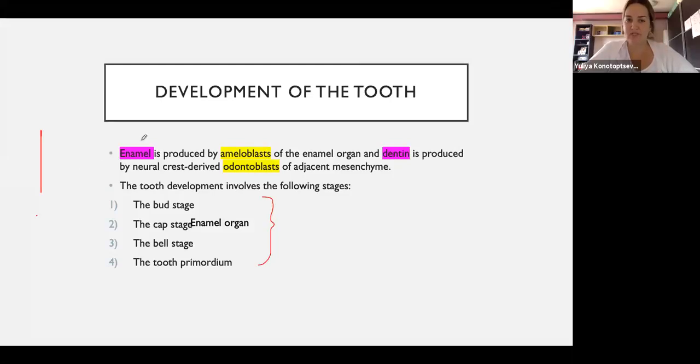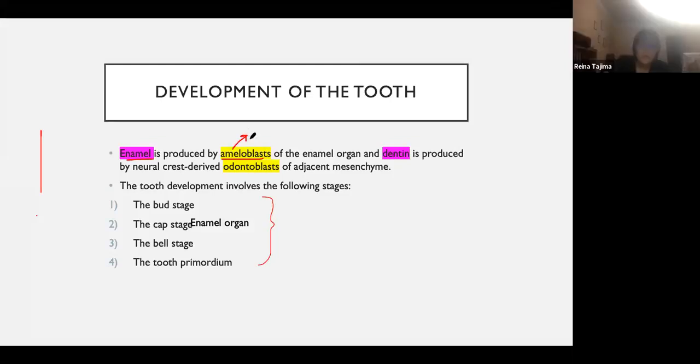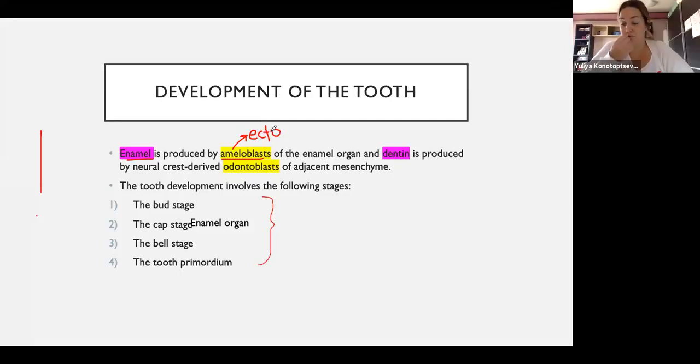So you remember that ameloblasts were responsible for making enamel. Could you remind me, where do ameloblasts come from? Ectoderm. Very good. And you remember why? Because it's in contact with the outside. Exactly. You smile, enamel, the most outer part of your tooth, is facing outside. Dentin is produced by the odontoblasts, right? And you remember that odontoblasts do not come from any of the germ layers. They come from the neural crest cells.